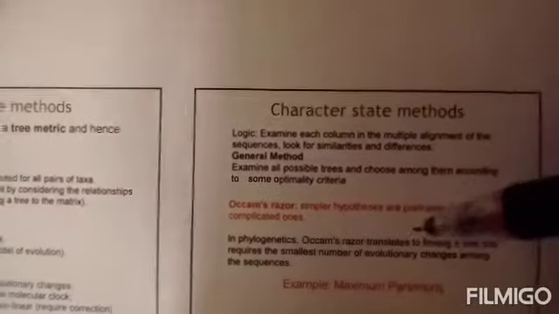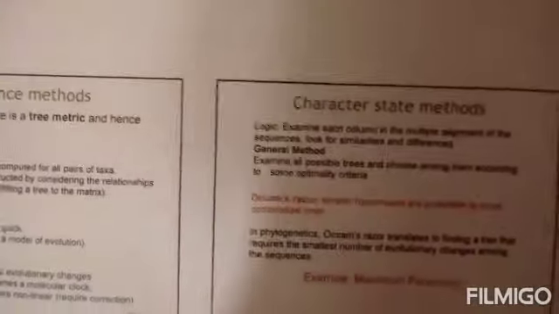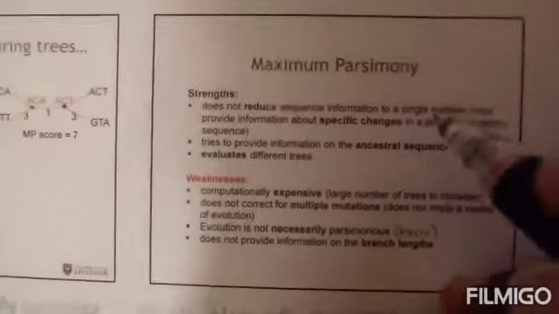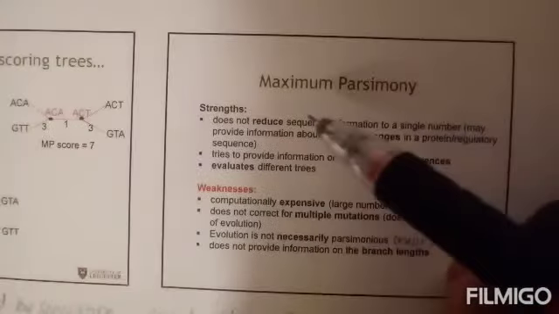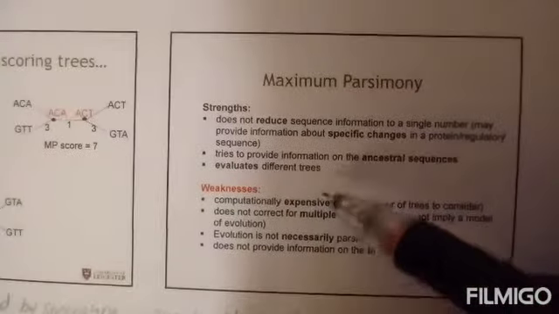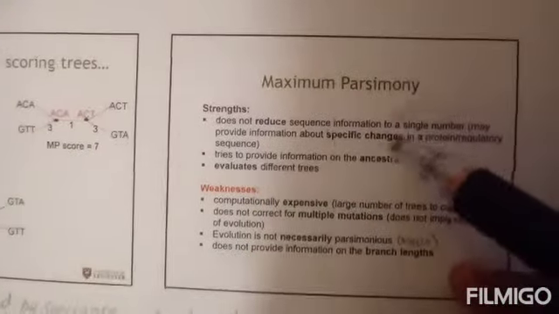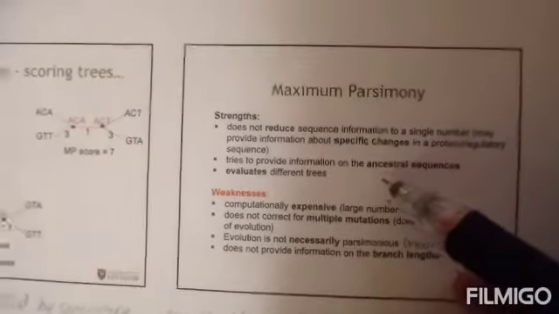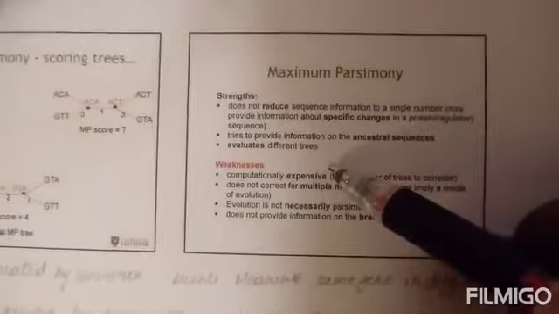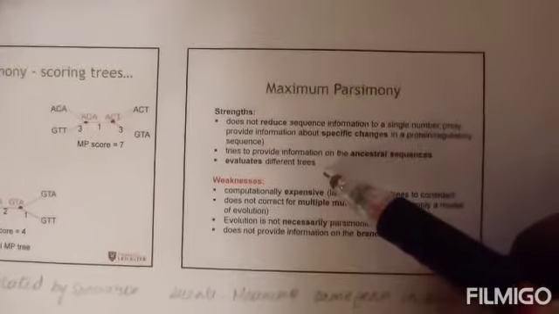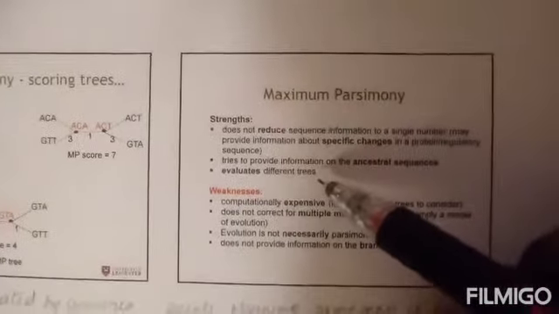Next, I would like to say what a character based method is, and what its advantages and disadvantages are. An example of a character based method is maximum parsimony. So the advantages are: it does not reduce the sequence information to a single letter. It provides information about the specific changes in the protein or the regulatory sequence. It tries to provide information on the ancestral sequence and evaluates different trees.